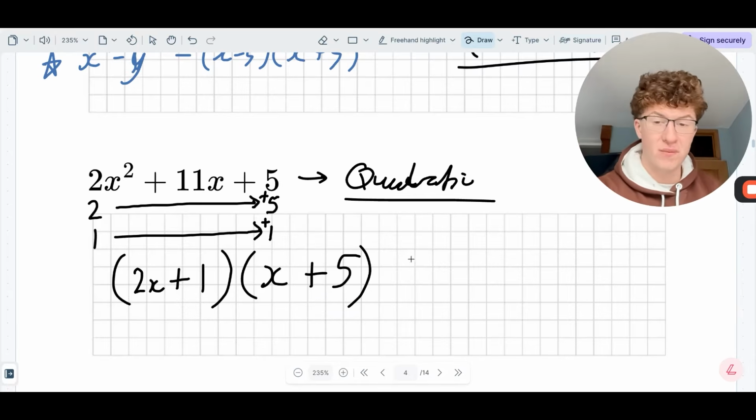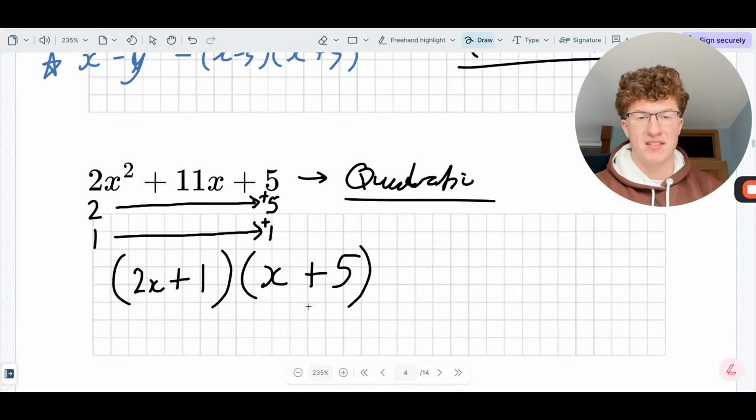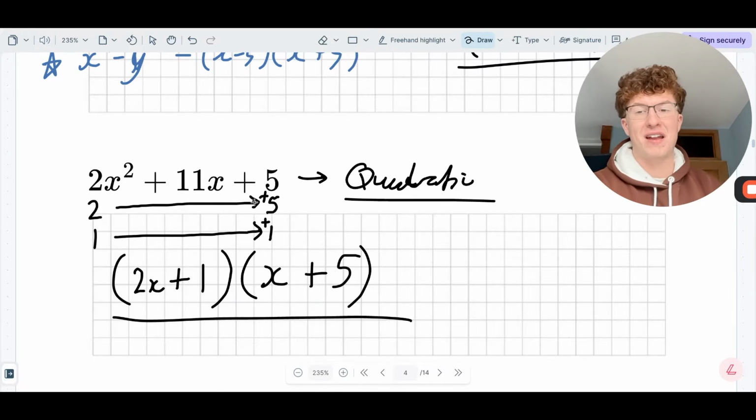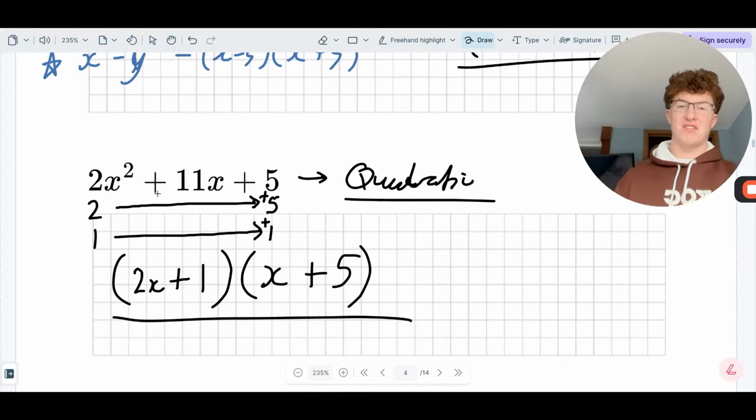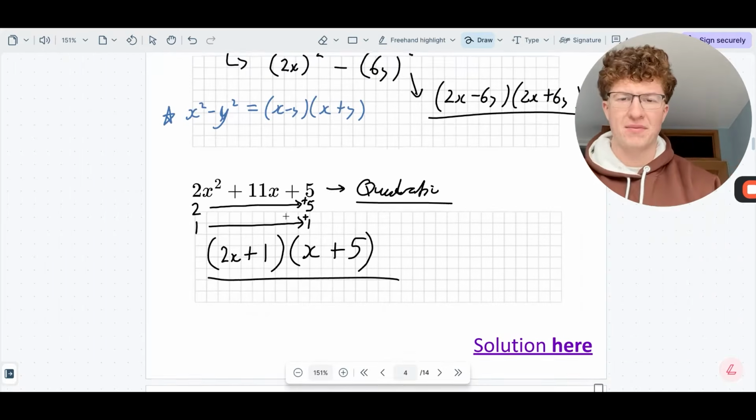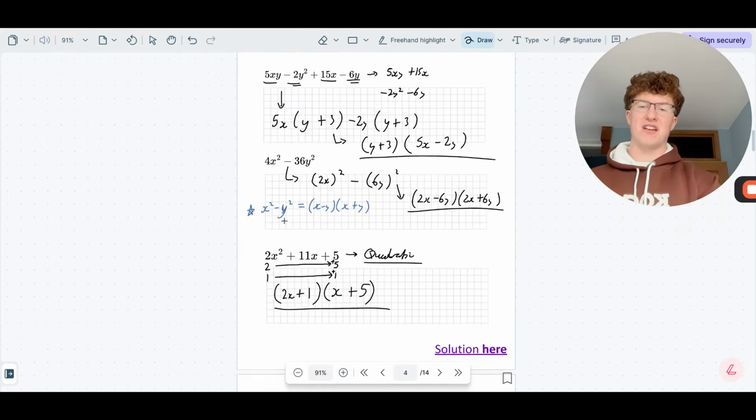And if you're ever unsure, you can multiply these brackets out using split and repeat or whatever method you prefer. But this is the correct answer. This is that equation there, fully factorized, just rewritten. And that's all there is to that factorization question.